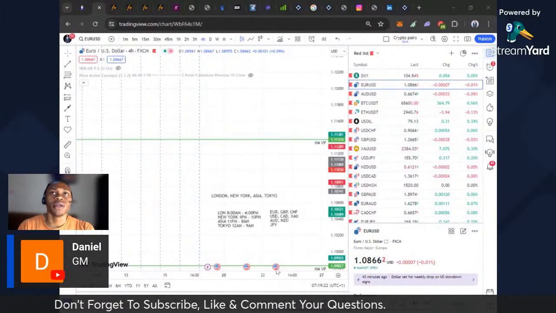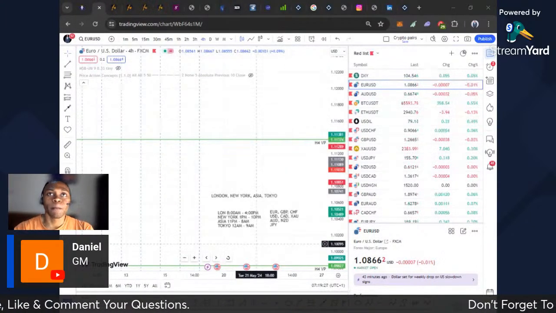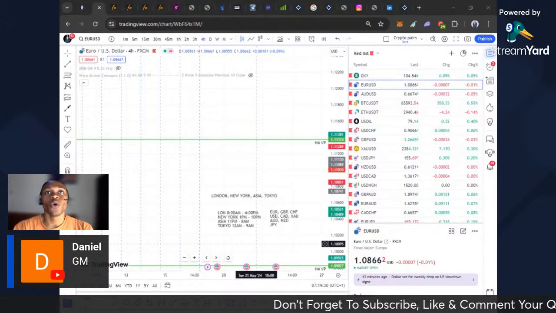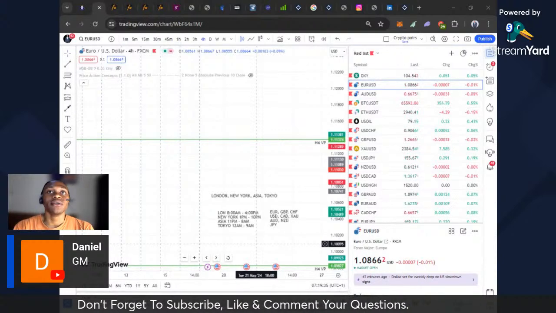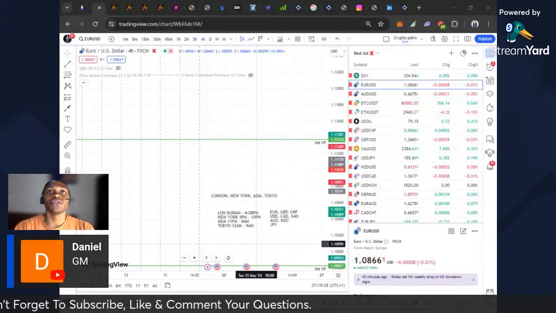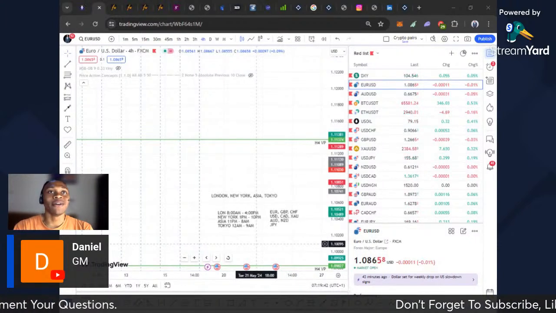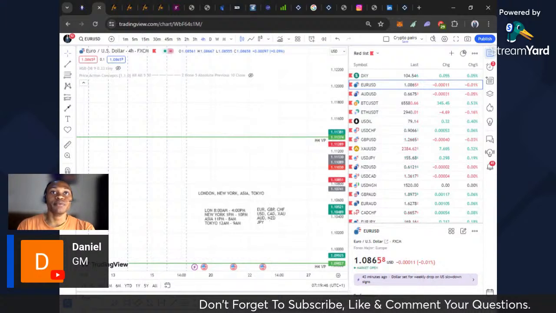So at a particular session, you need to focus on the pairs it will affect. Why do I say you need to focus on the pairs it will affect? It's important because of what they call liquidity and volume. When it comes to sessions, liquidity and volume are two things.